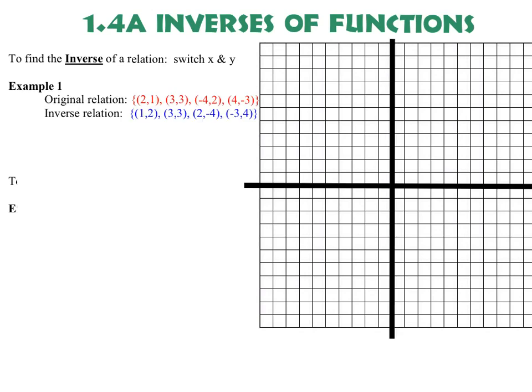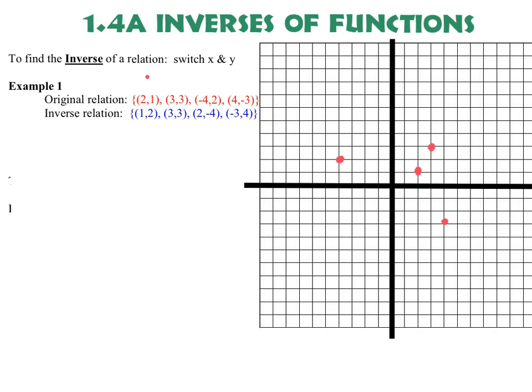We're going to start with an example. Original relation. Hide that answer there for a second. Alright, we're going to plot these points. We have the set of these points: (2, 1) there, and (3, 3) there, (-4, 2) there, and (4, -3) there. Nice and boring, right?